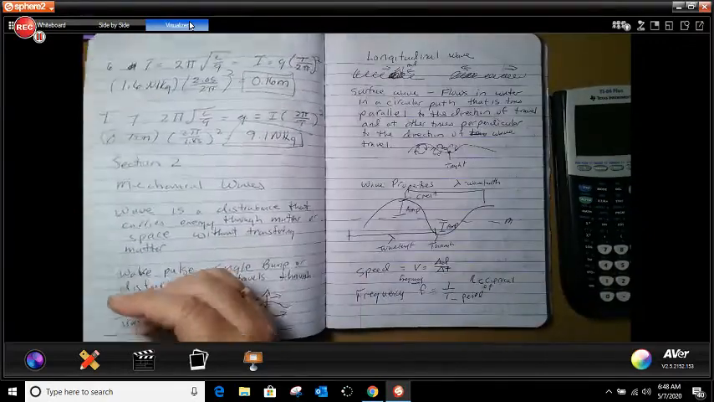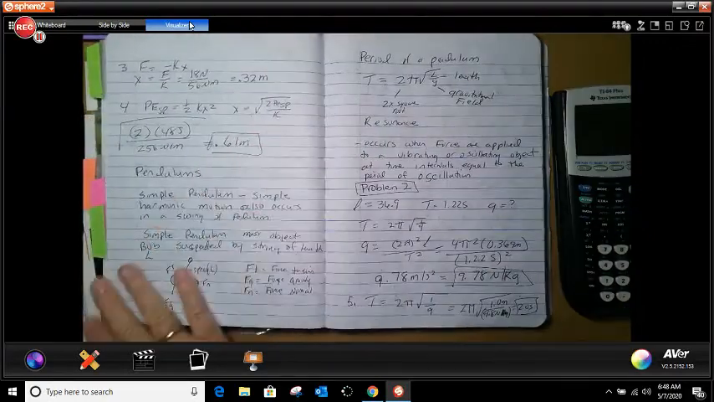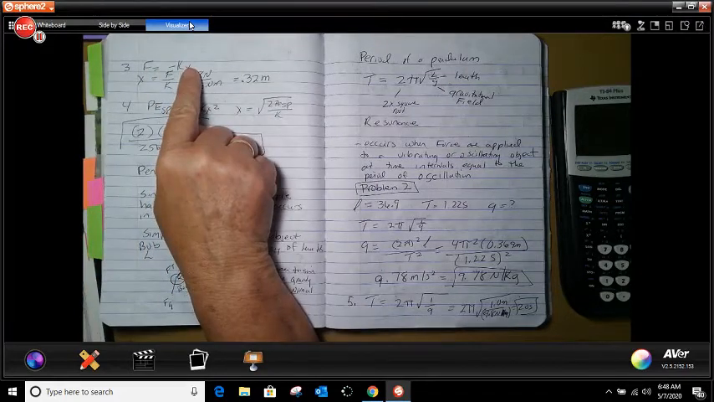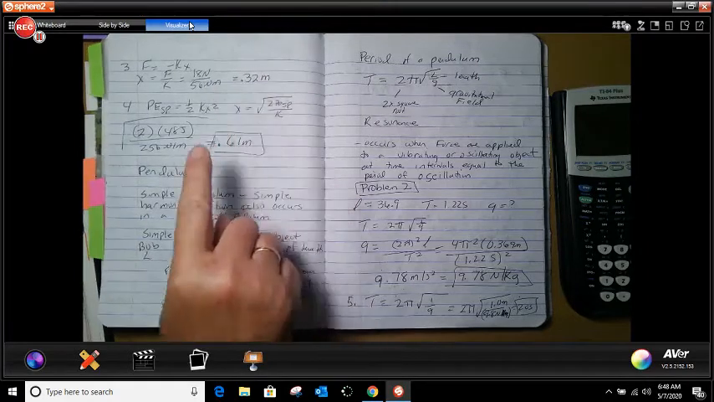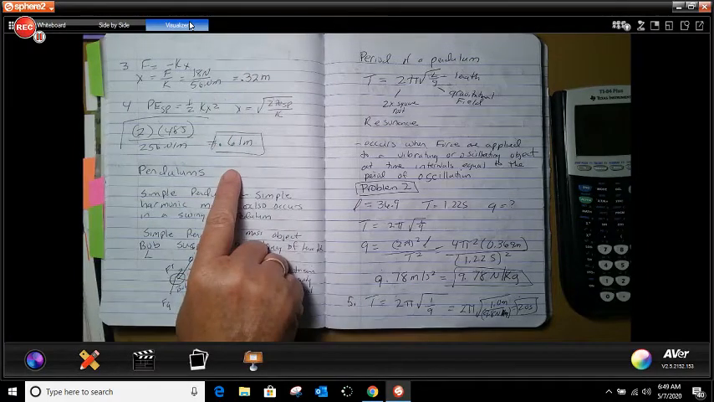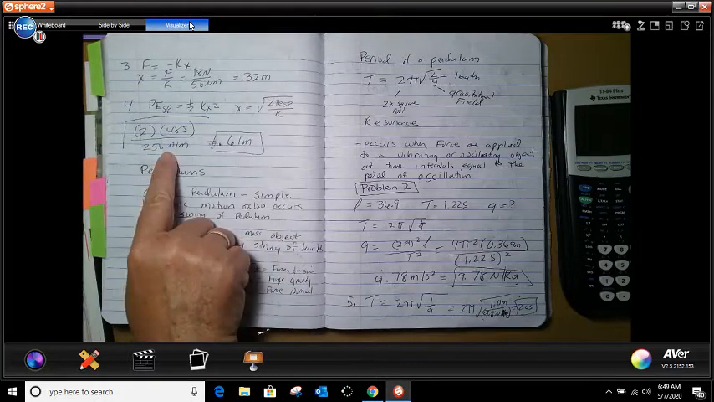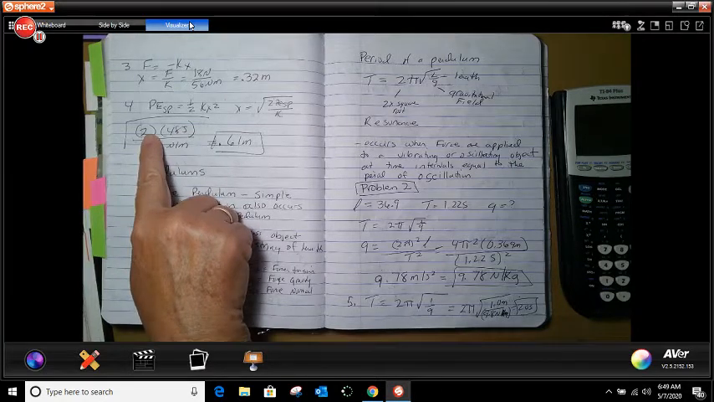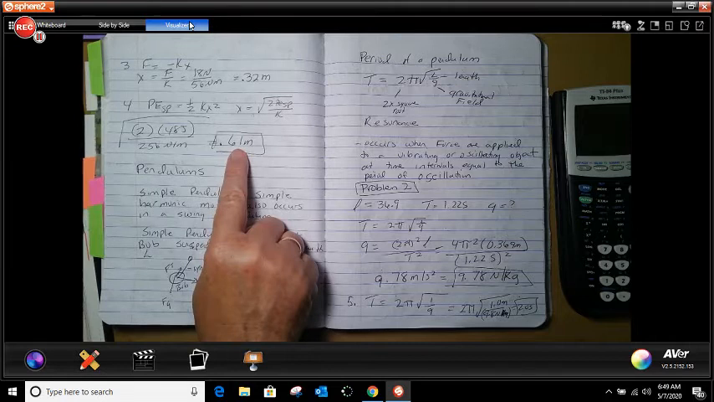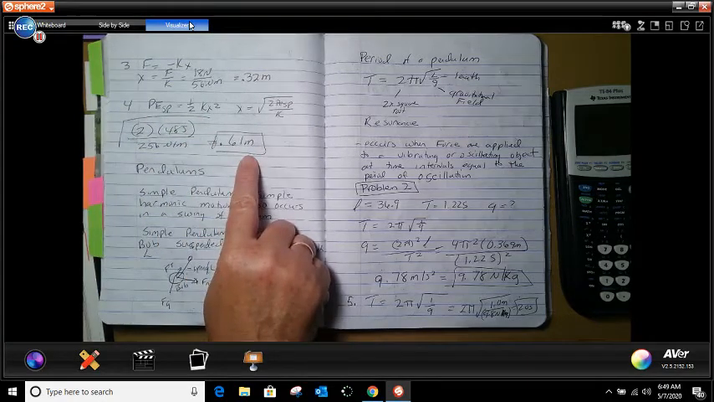Then number 3 has to do with a spring constant of 56 newtons per meter. How far will it stretch with a block of 18 newtons hung from the end? 18 divided by 56 is 0.32. The challenge asks for a spring constant of 256 newtons per meter stretching to give a potential energy of 48 joules. We have to multiply by 2, and then take the square root, which would be 0.61 meters.